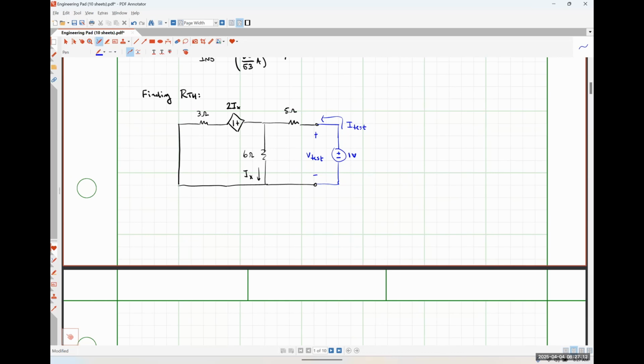Probably mesh. So let's call this mesh current IA and this mesh current IB. We don't have any current sources. We do have our controlling variable, so let me do that real quick. What is our controlling variable IX going to be in terms of our mesh currents? IA minus IB. Great.